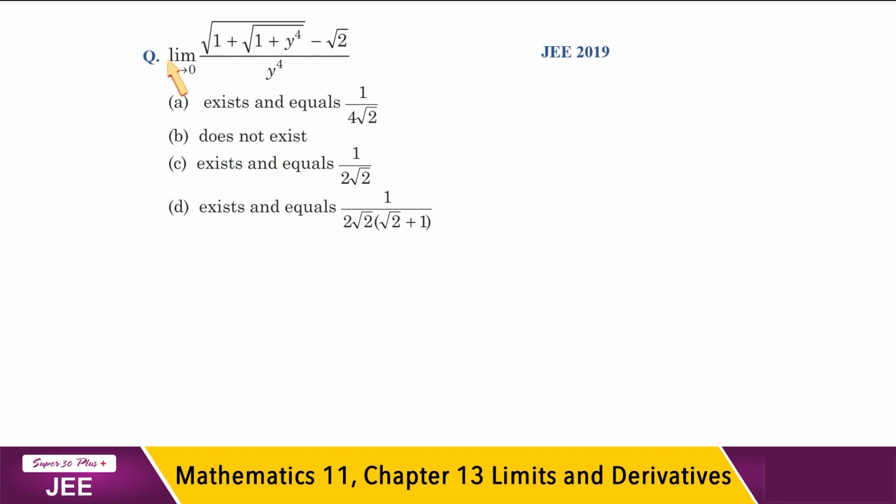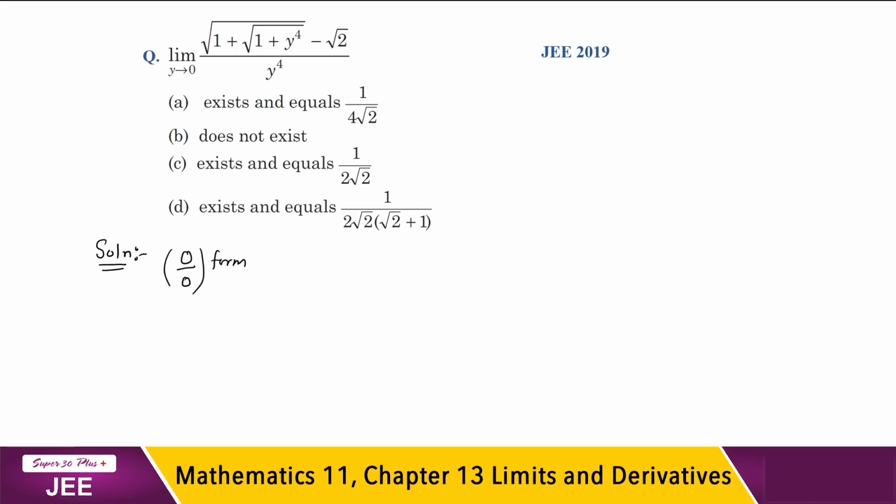Now we have again a question of limit. We have to evaluate limit y approaches to 0. The function is root over 1 plus root over 1 plus y raised to the power 4, minus root 2, whole divided by y raised to the power 4. Alright, and we have been given options. So let's begin with the solution part of this question. So again, when y approaches 0, this term is root 2 minus root 2. So numerator approaches 0 and denominator also approaches 0. So this is basically again 0 by 0 indeterminate form.